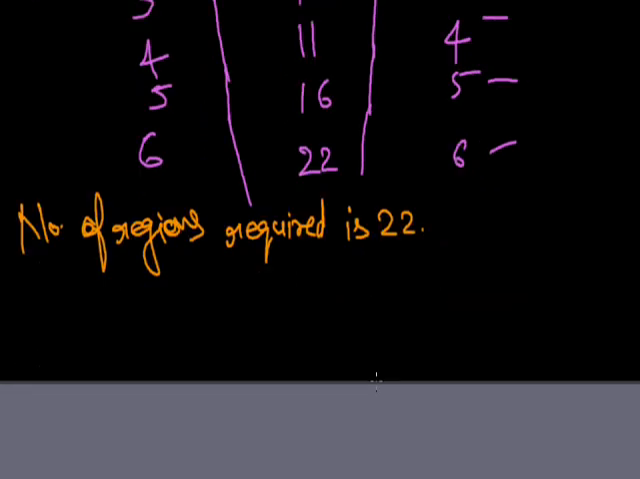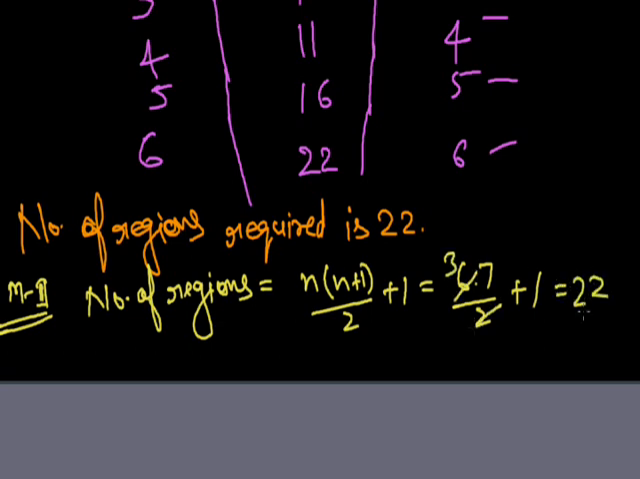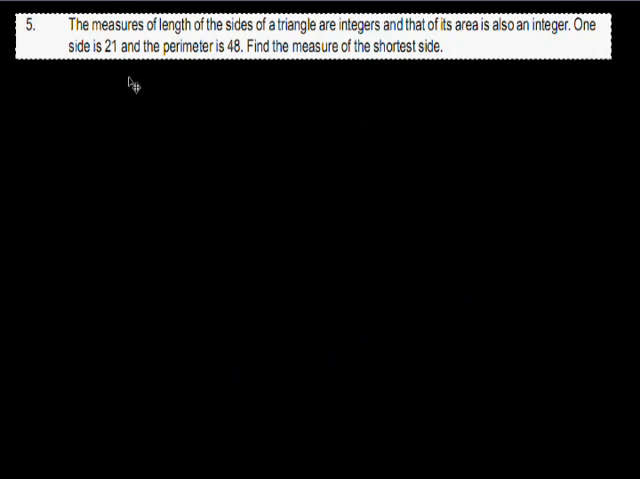Okay, now the second method for this type of question is that we can calculate the number of regions directly with a formula: number of regions is equal to n into n plus 1 upon 2, plus 1. For n equal to 6, that means if the number of straight lines were 6, then the value of n would be 6, and the formula gives 6 into 7 upon 2 plus 1. That means 21 plus 1, that is 22, the answer. So we can directly calculate the answer. Okay, now let us move to our next question, question number 5.